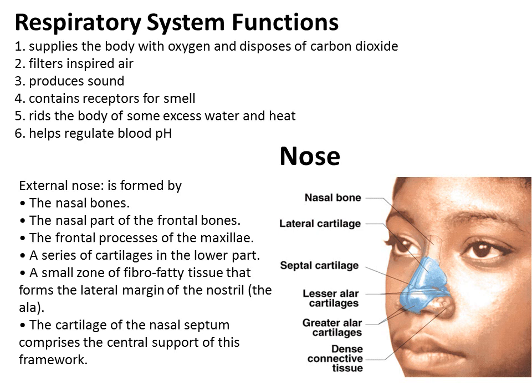External nose is formed by nasal bone, nasal part of the frontal bone, frontal process of the maxilla, series of cartilage in the lower part, a small zone of fibrofatty tissue that forms the lateral margin of the nostril. The cartilage of the nasal septum comprises the central support of this framework.